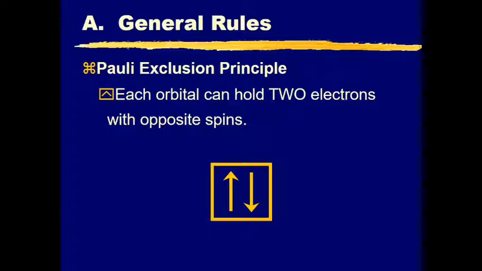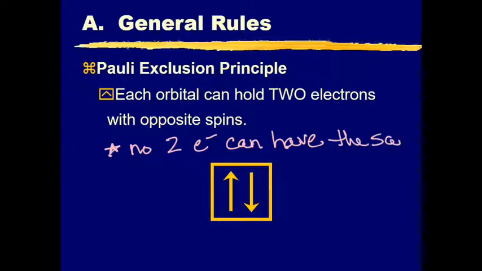The first one is the Pauli exclusion principle. There are two parts to its definition. It says each orbital can hold at most two electrons, and they must have opposite spin. The other part of the Pauli exclusion principle is that no two electrons can have the same four quantum numbers. No two electrons can have the same four quantum numbers.